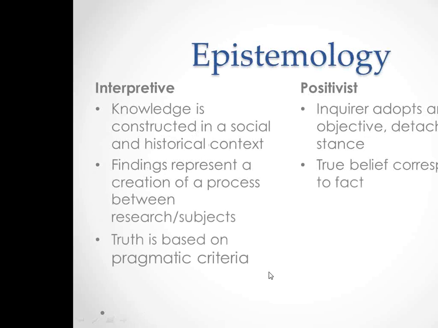Okay, so we'll move on to epistemology now. In terms of the interpretive researcher, epistemology refers to knowledge being constructed in a social and historical context. Findings represent a creation of the process between the researcher and the subject, and truth is pragmatic, or based on pragmatic criteria. So an interpretive researcher looks at the relationship between the researcher and their subject, and the process of collecting the information may form some of the information that you're analysing.